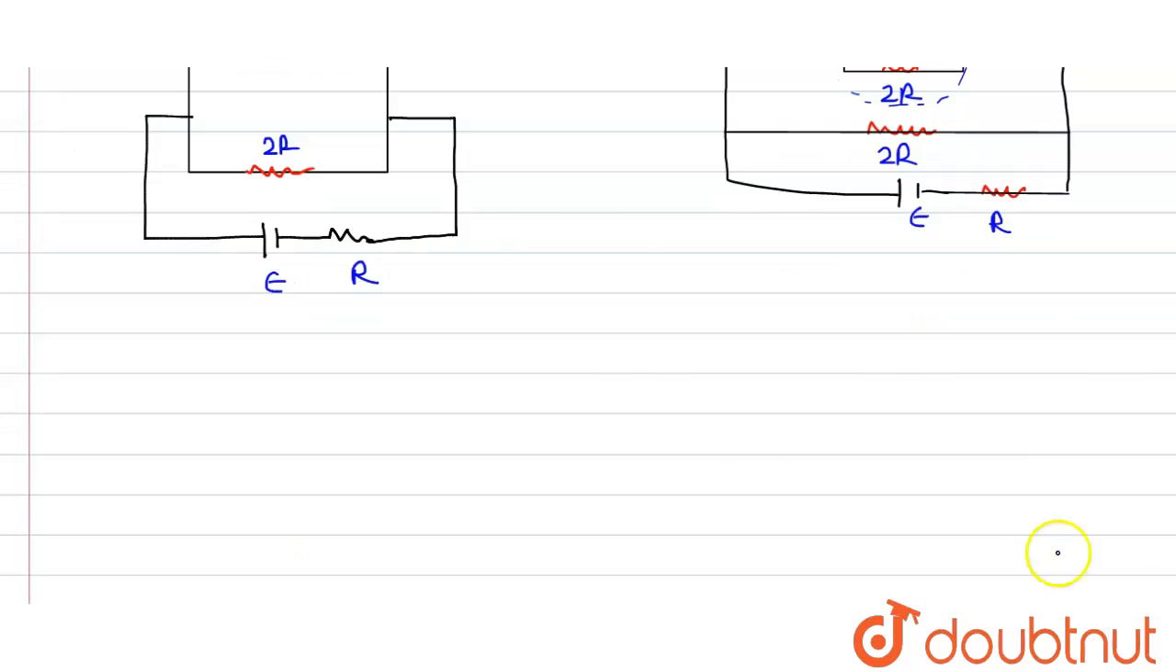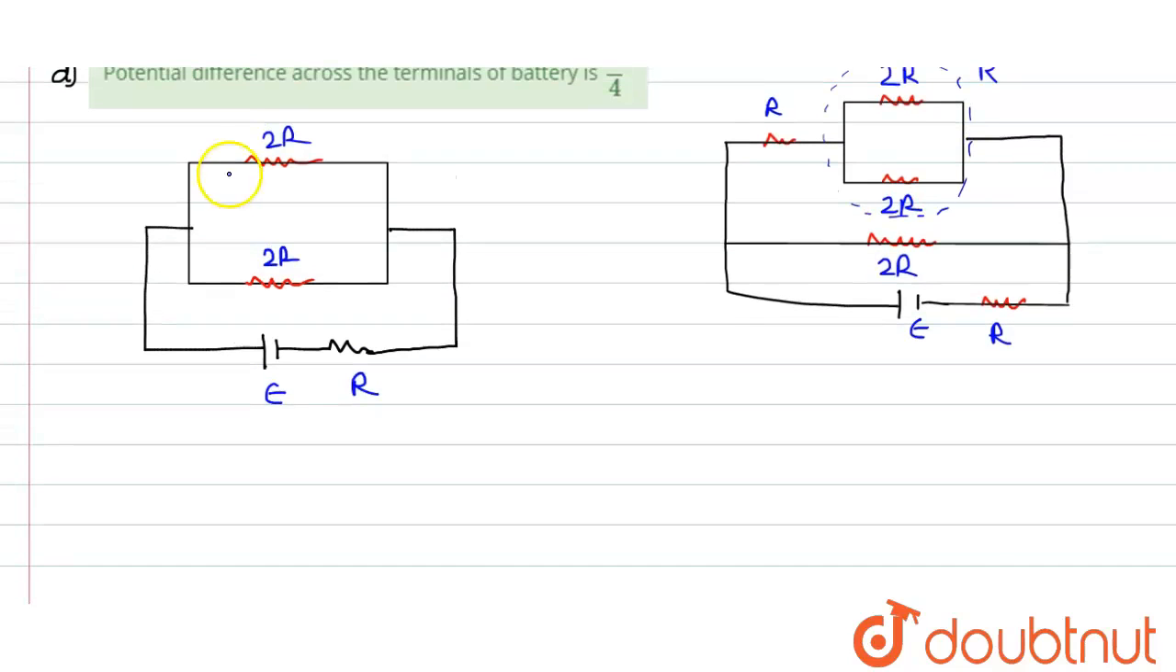Now we can see that this 2R and this 2R are in parallel. So the effective resistance would be what? They are equal, so it would be 2R divided by 2, that means R. Now this R and this R would be in series. So we can say that R equivalent for the circuit would be R plus R, that means equal to 2R.